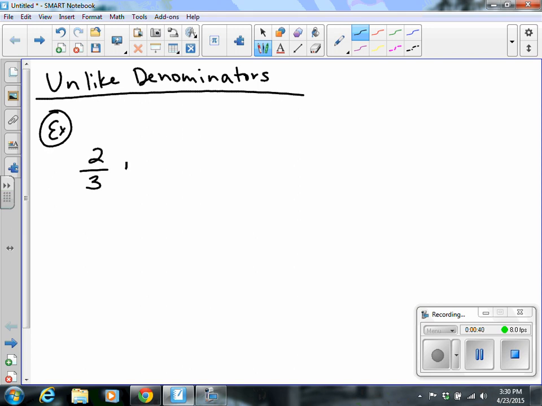2/3 plus 1/4? Okay, so if I wanted to add these, I would have to have the same denominator. So by doing so, I'm going to multiply this 2/3 as 4/4, and I multiply the 1/4 by 3/3.